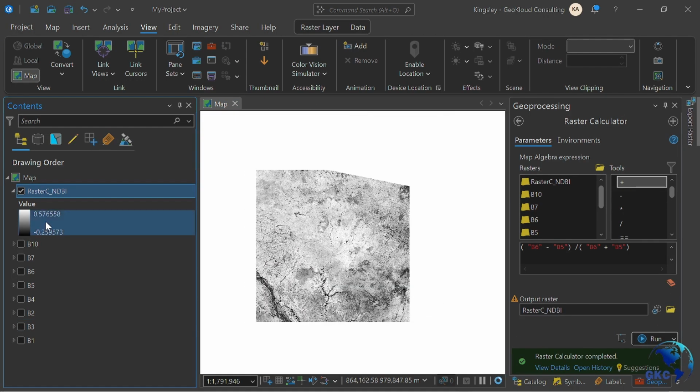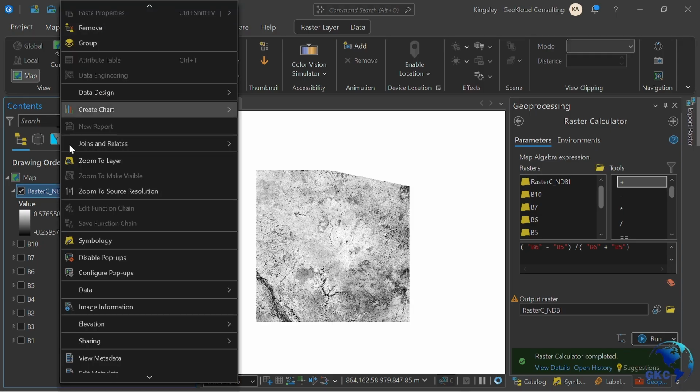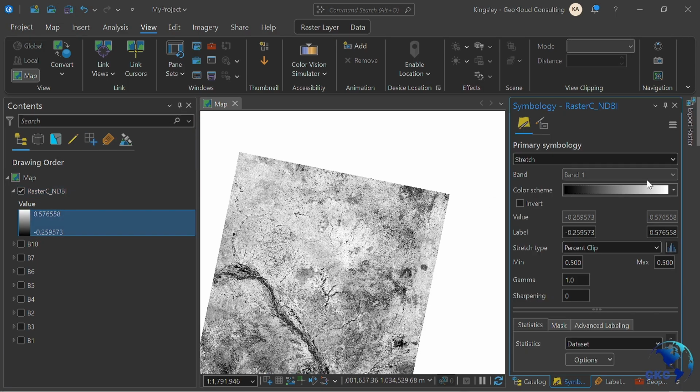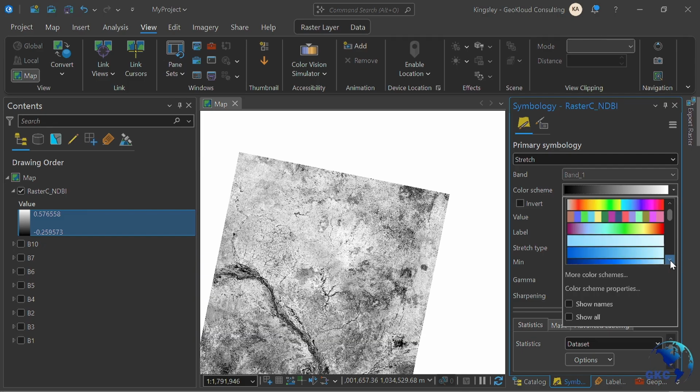And here we have our results. Let me change the symbology. It's screaming red, so let's find red.